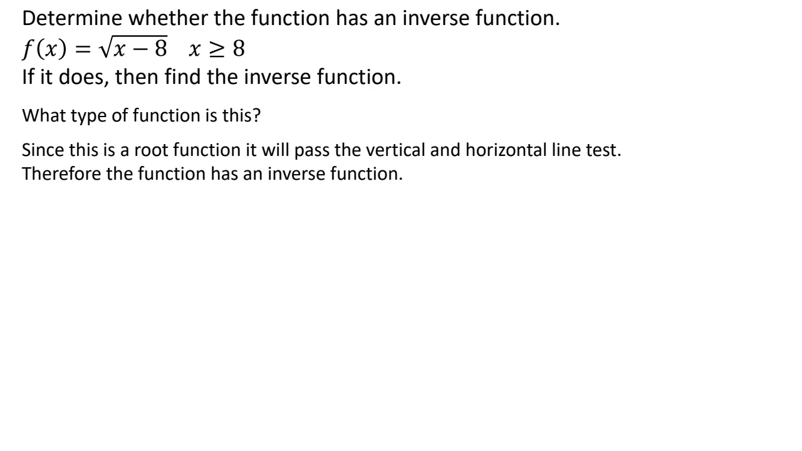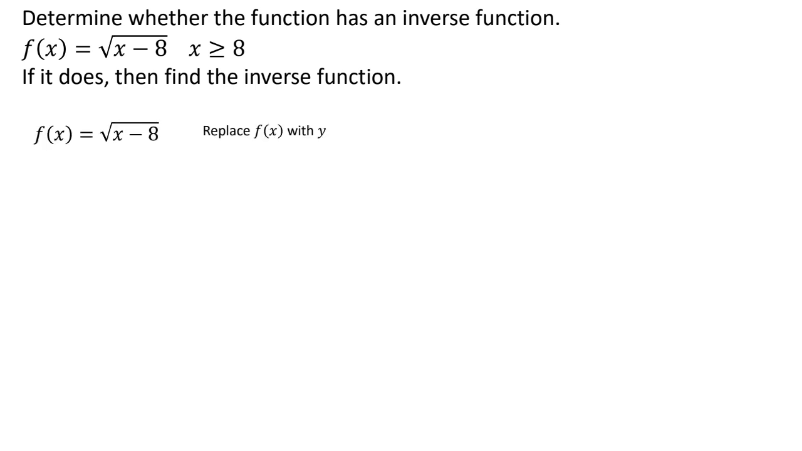So one way that we can find if it has an inverse is if we graph it, right, and we do our vertical and horizontal line test, right? So what we can do to find the inverse is replace f of x with the y, and then we're going to interchange the two values. We're going to interchange the x with the y, and then we're going to solve for y again. And by doing that, we're going to discover its inverse.